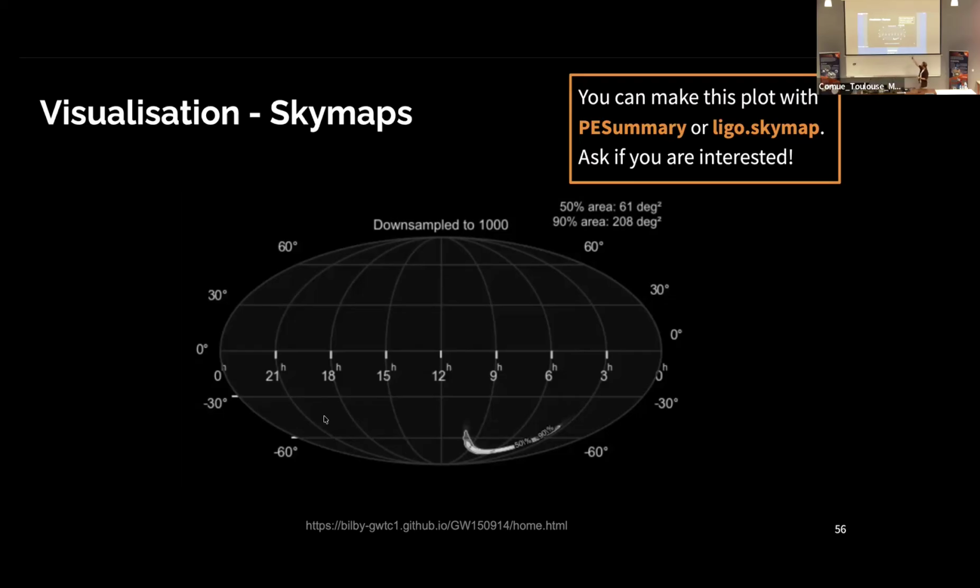One thing to bear in mind here is that I am downsampling my number of posterior samples. So rather than having 100,000 or 50,000 posterior samples, I'm downsampling, just randomly choosing 1,000 rows in my spreadsheet just to reduce the computation a little bit. But this is completely possible and easy to do.